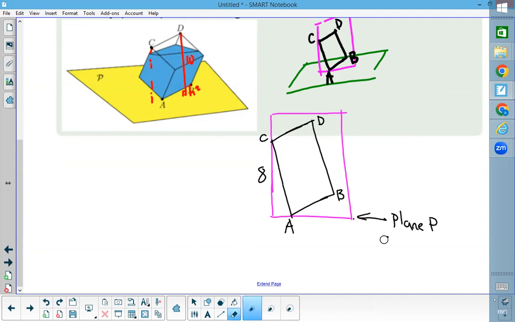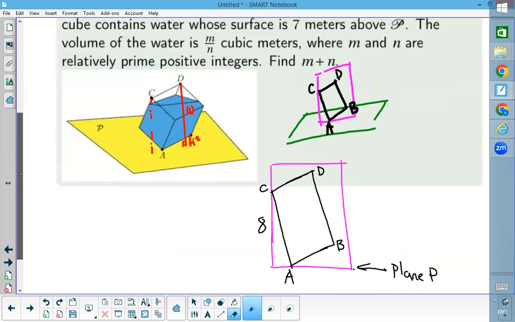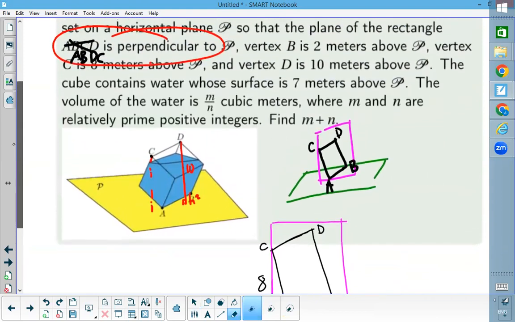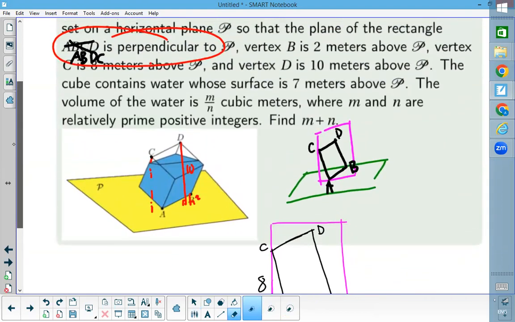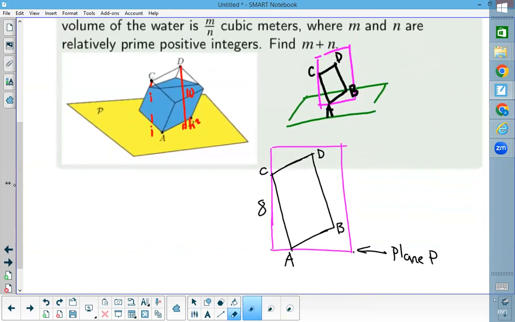We know that A is right on the plane P. That's why A is on the ground. And then we know that C is 8 meters above, B is 2 meters above, and D is 10 meters above. Well, what do we notice here?